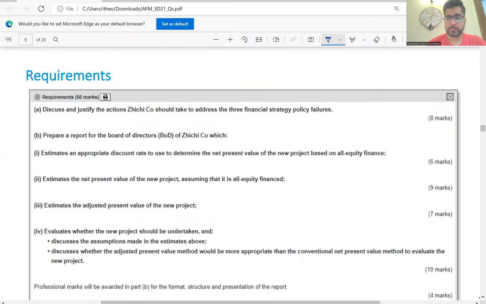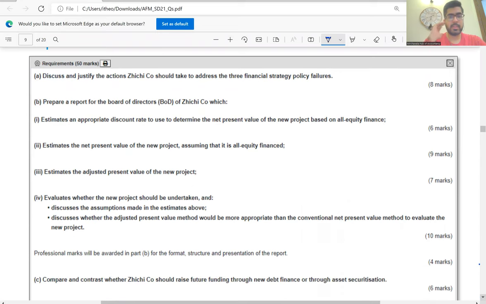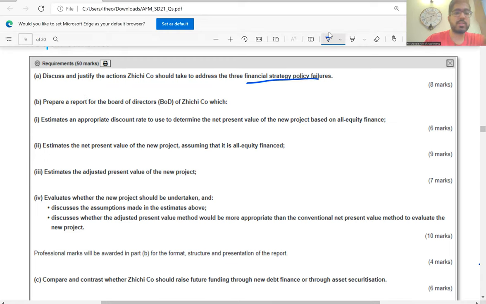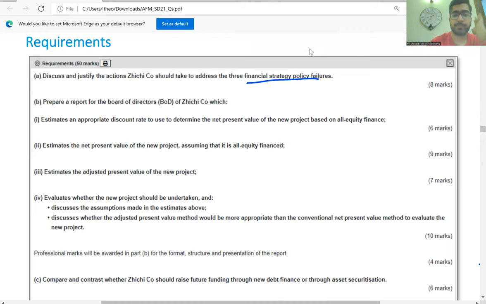Requirement one was to discuss and justify the actions ZHICHI should take to address the 3 financial strategy policy failures. We did that part in the last session. There were 3 policy failures. The first was no post-completion audit, so the action needed is a post-completion audit. The justification is that with no post-completion audit, there is no accountability, no fixing, etc.